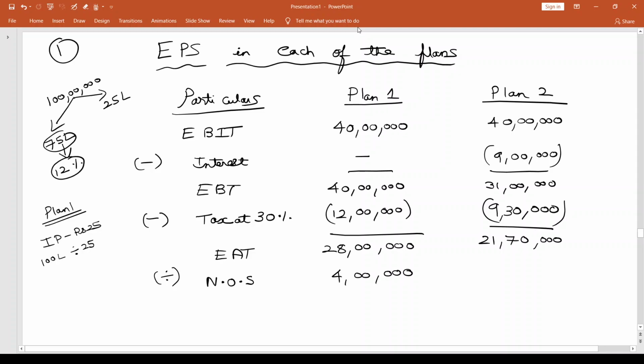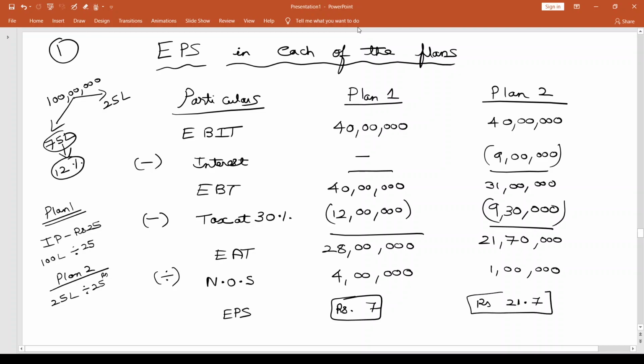When you look at plan 2, you're going to have 25 lakhs coming in the form of equity, and that's going to be through 25 rupees shares. So that's going to be 1 lakh shares here. So you have 4 lakhs and you have 1 lakh. Now EPS for plan 1, it is going to be 7 rupees, and for plan 2, it is going to be 21.7 rupees. It's going to be 21.7 rupees for plan 2.